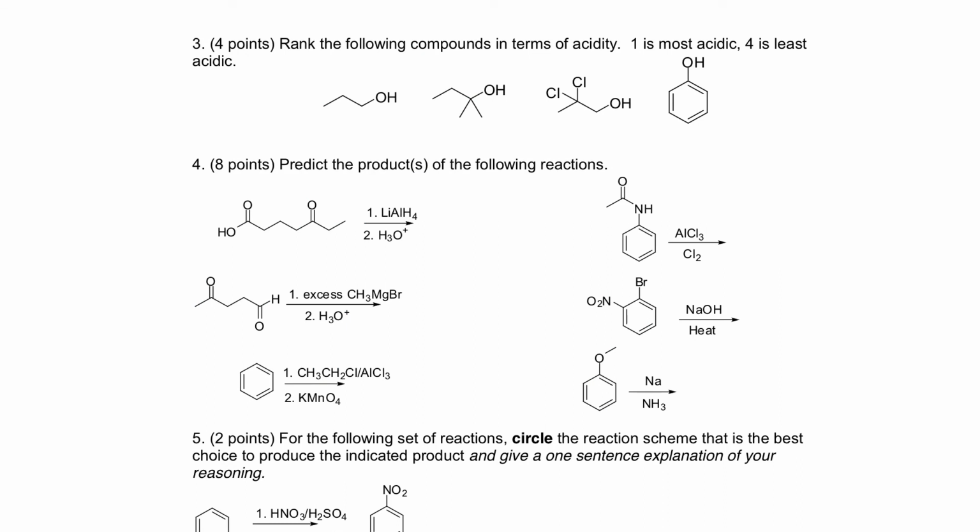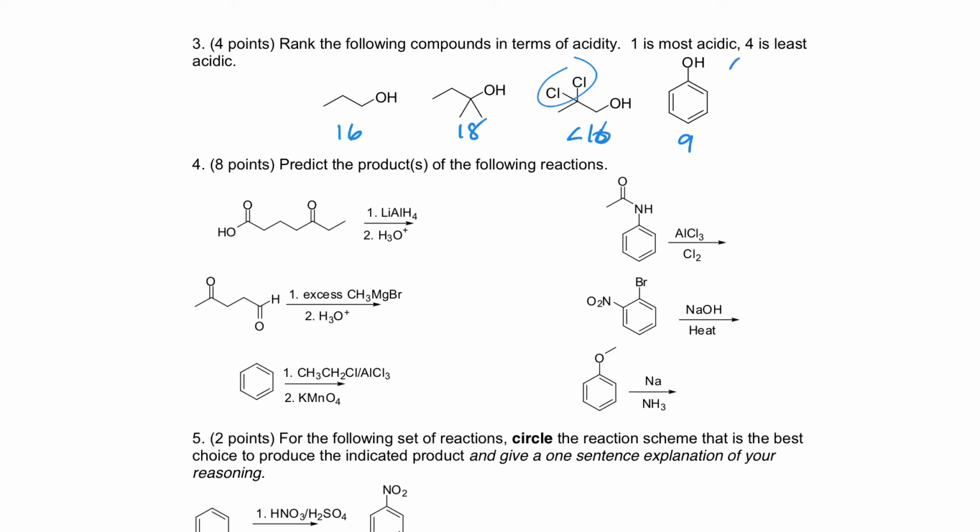Question 3 asks us to rank the following compounds in terms of acidity. We could remember pKa's, of course, and in that case we'd get about 9, about 16, about 18, and somewhere less than 16 because we have these electron withdrawing groups here. So we could rank them that way.